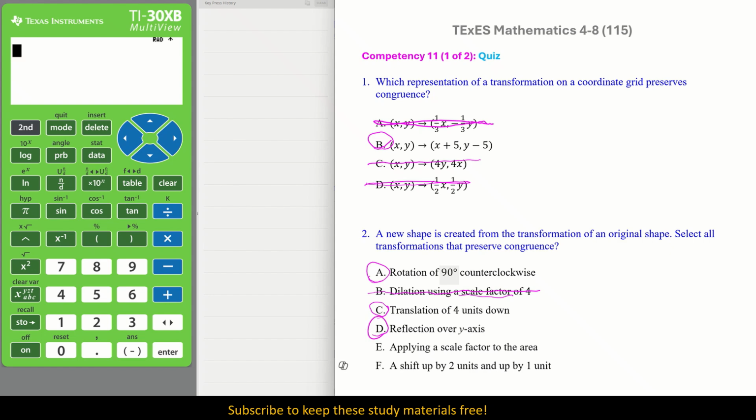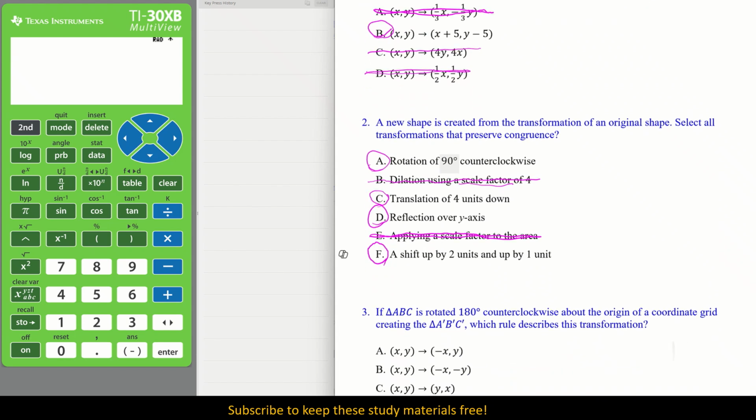Okay, E, applying a scale factor to area. No, that is changing the area of the shape, and we don't want to change the shape. F, a shift up by 2 and down by 1. Yes, that is simply moving around and not changing the shape. Okay, let's look at number 3.